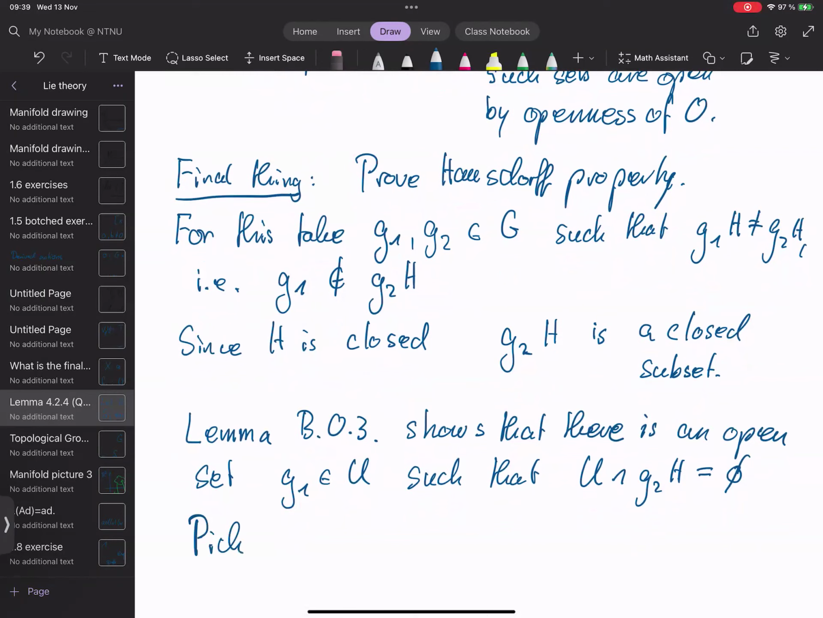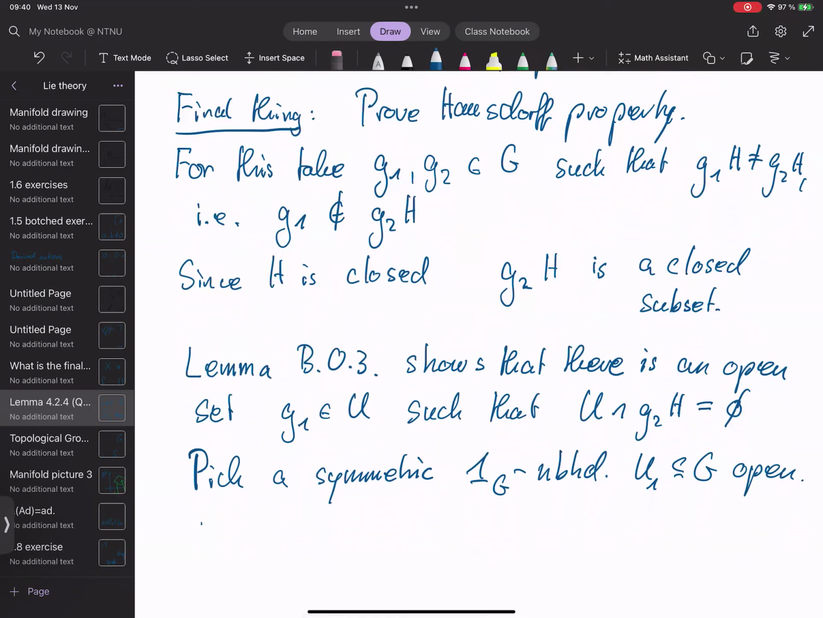Okay, and with this we go further. So pick a symmetric unit neighborhood. Let's call this one U1. Let's say that in addition, this should be open in G, such that if I take U1 inverse times U1 times G1, again using the set notation, I want this to be contained in U.